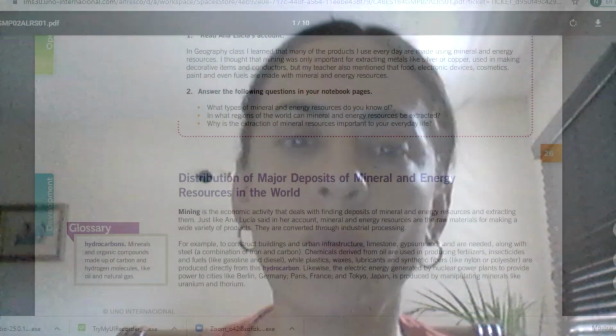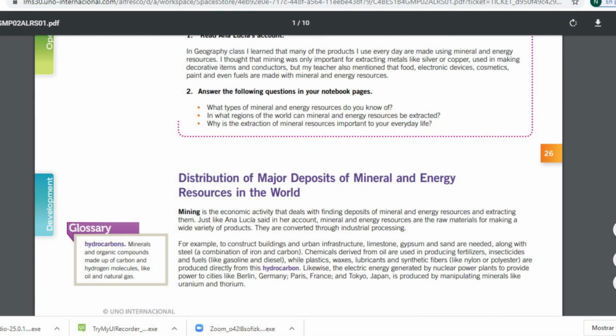In each layer, as we can see later, each layer will give us a different mineral, which has been used for several years for different purposes and to make our life simpler. Let's continue by seeing the definition of mining. Mining is another economic activity that deals with finding deposits of minerals and energy resources and extracting them.